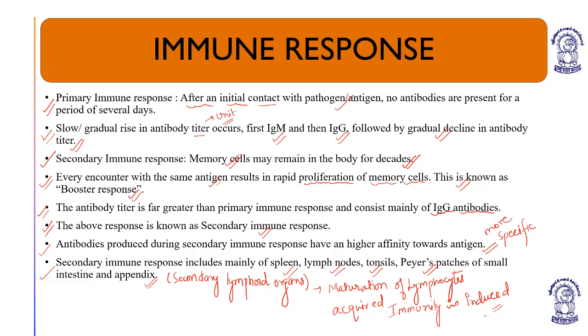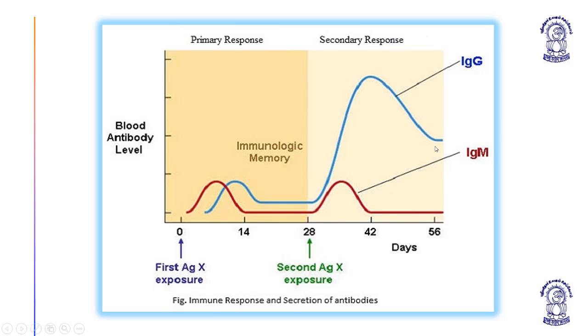So this power of the secondary immune response, to produce the immunogenic cells very fast, becomes the basis of vaccination or acquired immunity, the process of immunization. Understood? Now, this is the primary immune response and the secondary immune response. You can see the primary immune response.